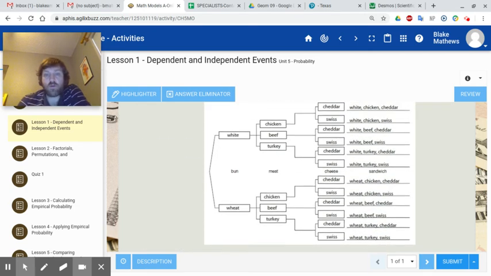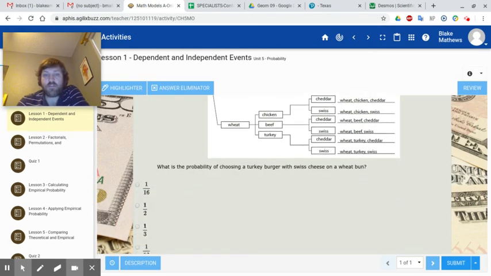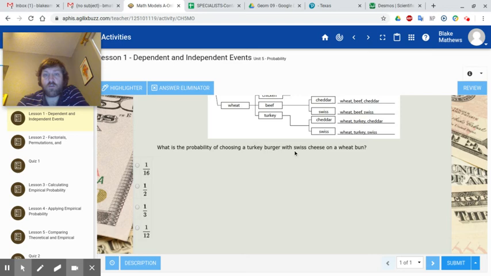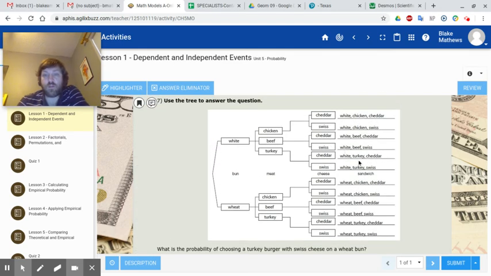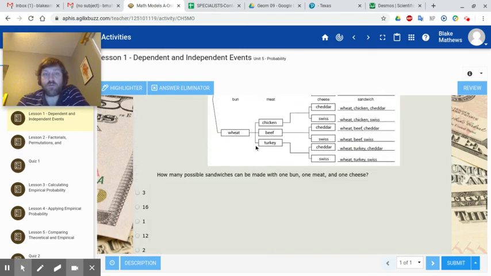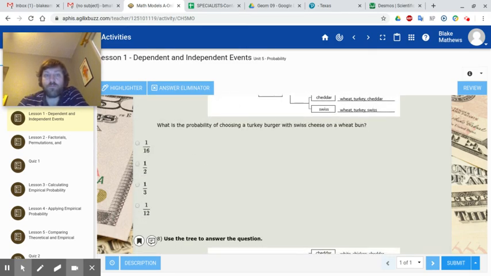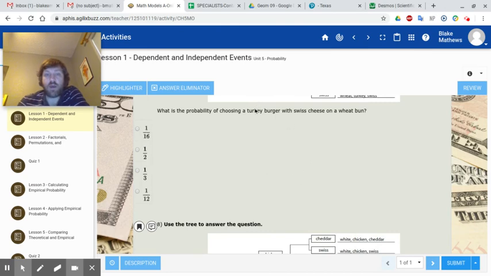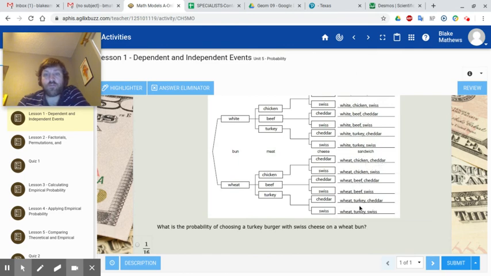Then you answer questions using the tree. So we have the diagram in front of us, and then it says, what's the possibility of choosing a turkey burger with Swiss cheese on a wheat bun? So turkey, Swiss, and wheat. Well, you need to look through here and find how many of those options are turkey, Swiss, and wheat. And then out of the total, which you found in the previous problem. So we have the total on the bottom, and then the top is how many of the options are this, which I think is just one. It's got to be either 16 or 12, because I'm not sure how many there are, but there's either 16 or 12 options here.